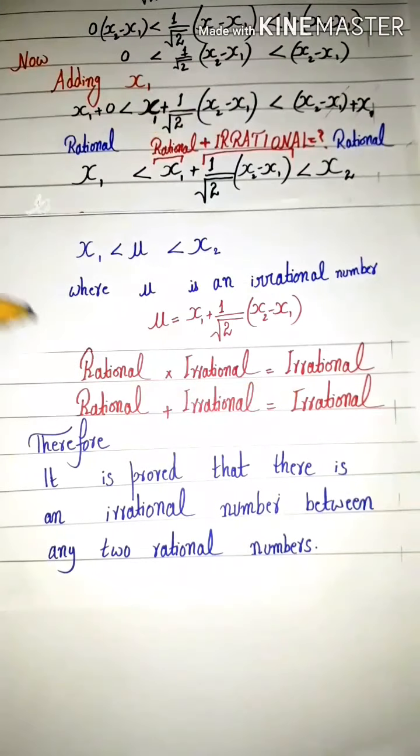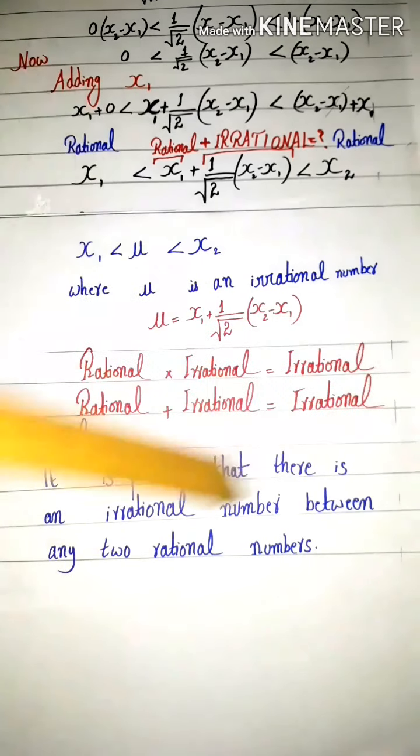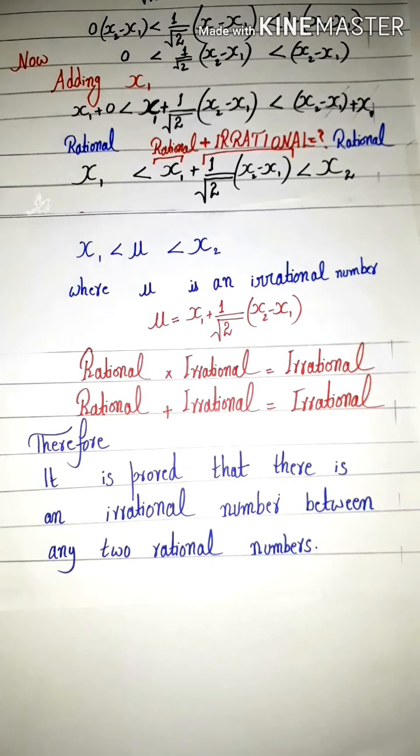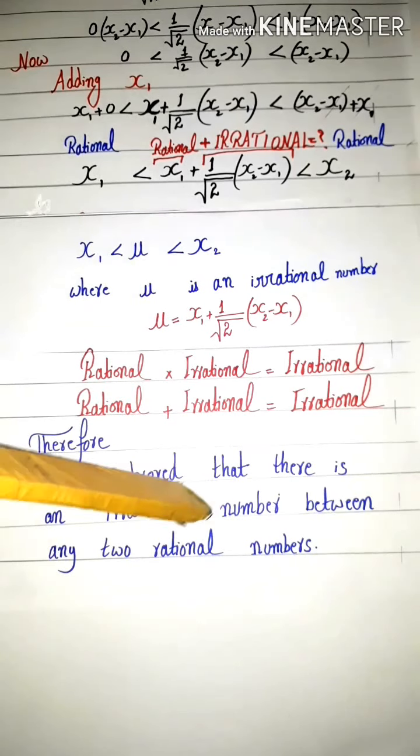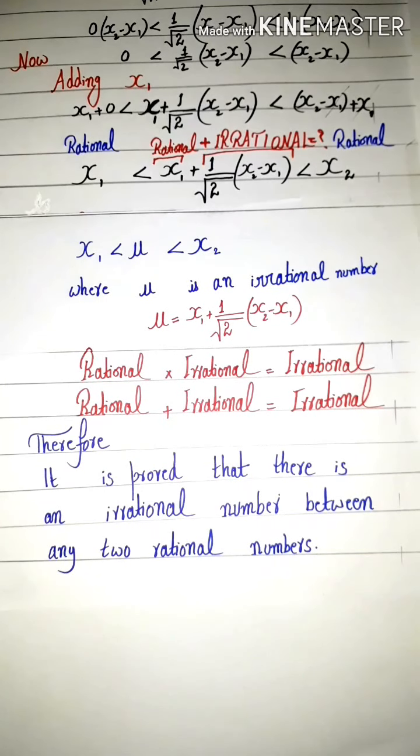Mu is an irrational number. Therefore, it is proved that there is an irrational number between any two rational numbers.